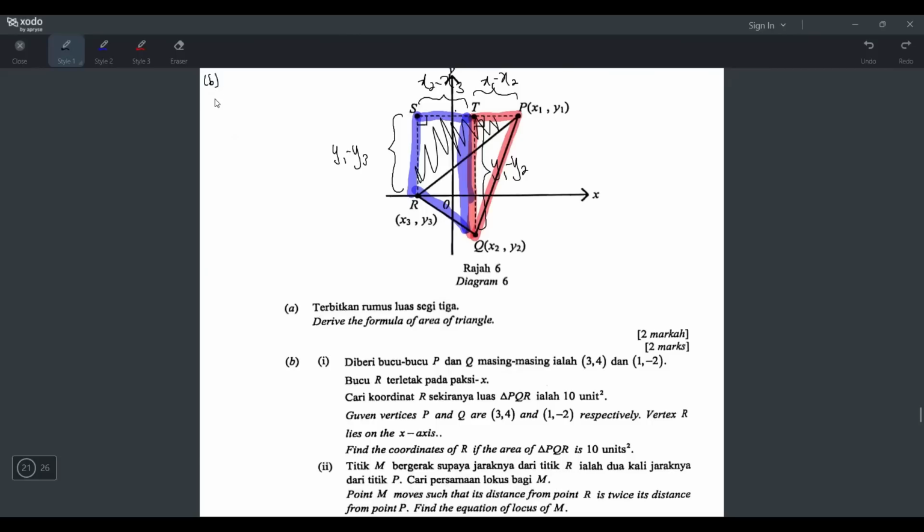So I will use this space here. Okay, B1, given vertices P and Q is this. So this is point P, this is point Q. Okay, I should label in the diagram. P is 3, 4. And then point Q is 1, -2. Where is it? Okay, here, 1, -2.